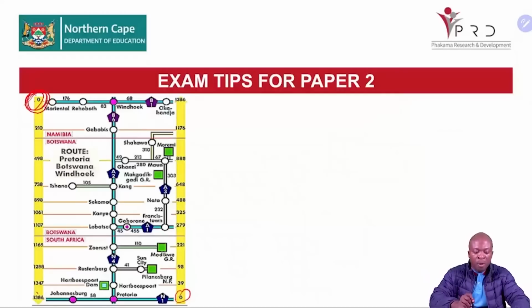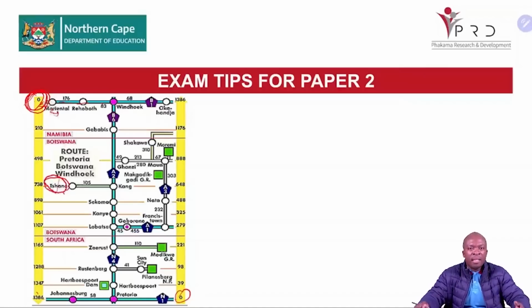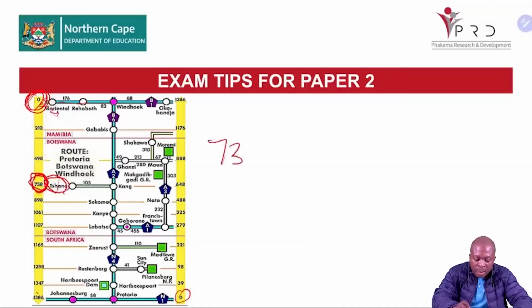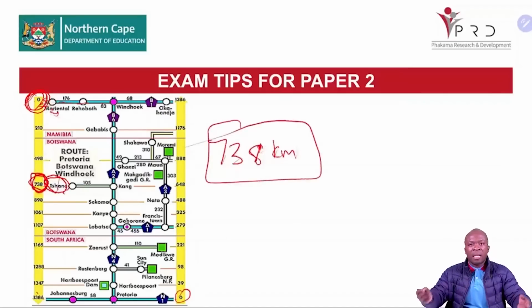So let's say, for example, we want to move from any town somewhere here. So we have Marienthal. Assuming we want to find the distance from Marienthal to, let's say, Tsano. How do we get to find the distance between them? Read from your left, from 0 up until you see that town. You see there's a number here on the left. You just write that number, 738, then you put kilometers. This is it. That is the answer.